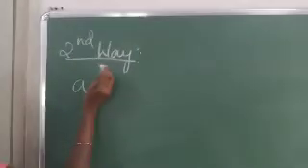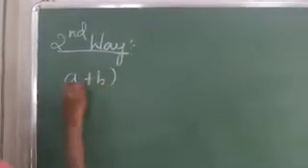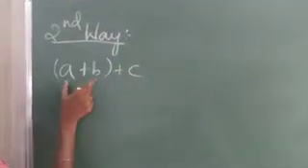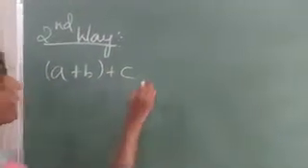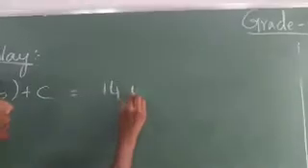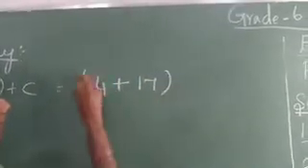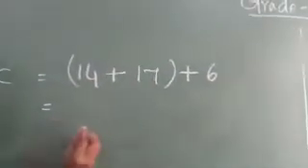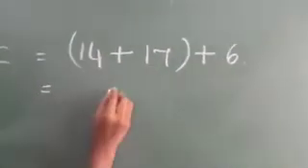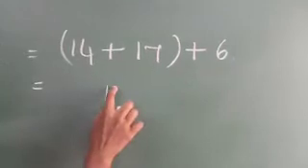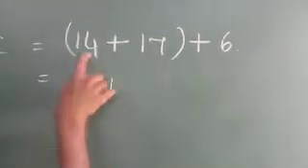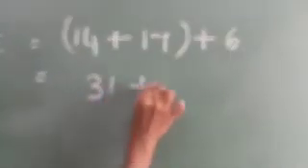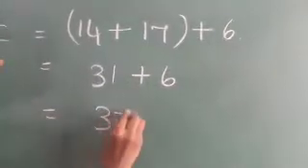So now we solve the same problem in the second method. The second method is nothing but grouping the first two numbers. The first number is 14, the second number is 17, and the third number is 6. So first add these two numbers. 14 plus 17: 4 plus 7 is 11, carry over 1, 1 plus 1 is 2, 2 plus 1 is 3. 31 plus 6 you will get 37.